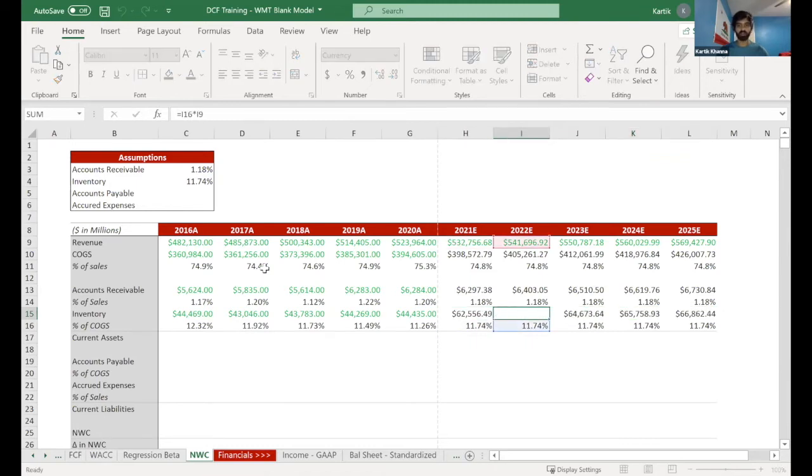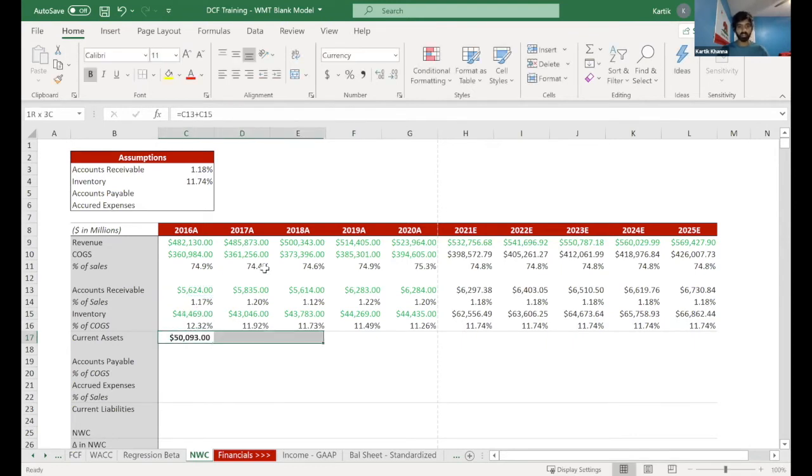Always, always, always hit F2 after you put in formulas to make sure everything's tying out the way that you wanted it to. And now we have our total current assets. You'll notice here, therefore, I'm going to add accounts receivable to inventory, and we're going to carry that forward for all the years.